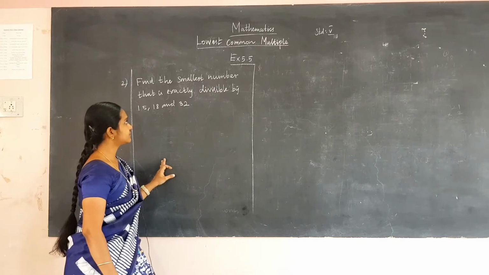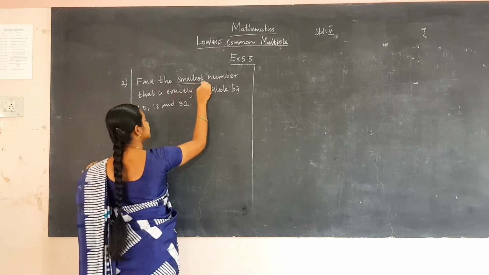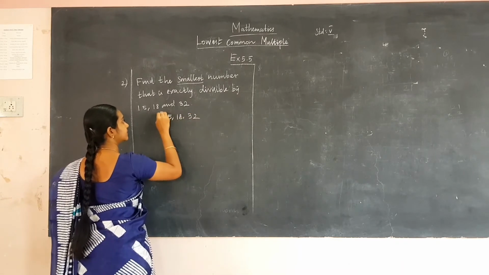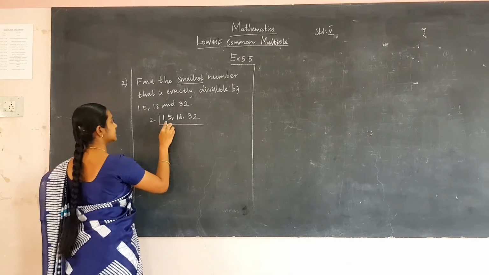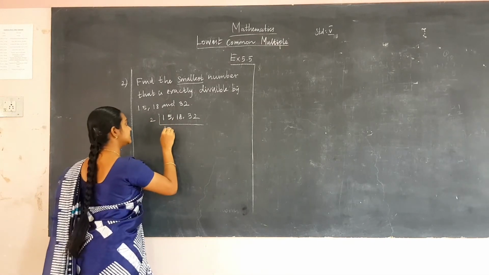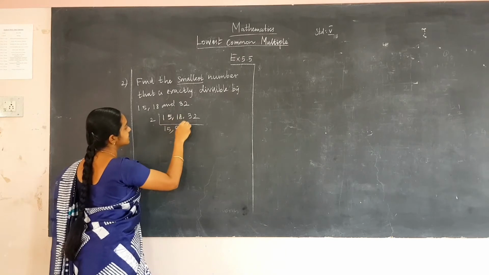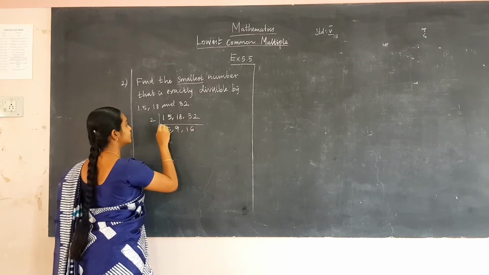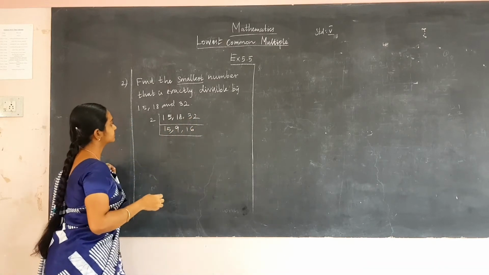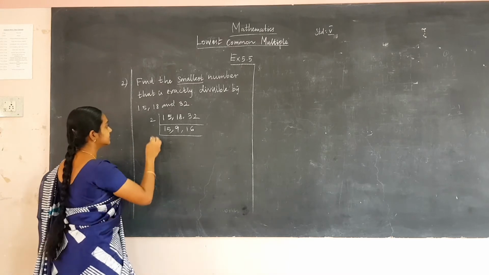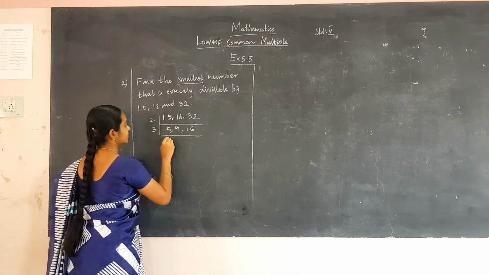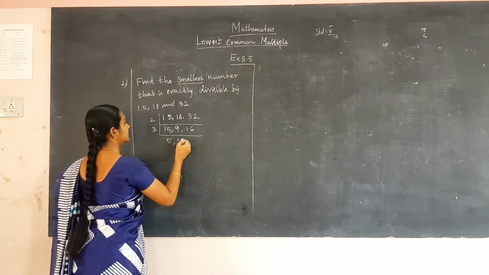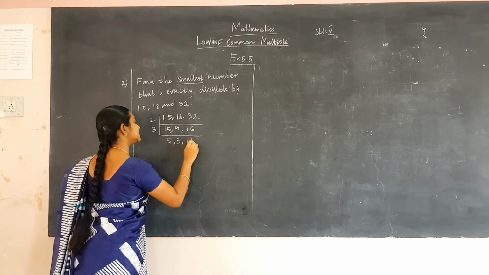The next question is: find the smallest number that is exactly divisible by 15, 18 and 32. We have to find the least common multiple because it is given as smallest. Write the numbers together. Let us divide it with 2 first. 15 is not divisible, so keep 15 as it is. 9 2s are 18. 16 2s are 32. Divide it with number 3 now. 5 3s are 15. 3 3s are 9. We can't divide 16 with 3, so keep 16 as it is.